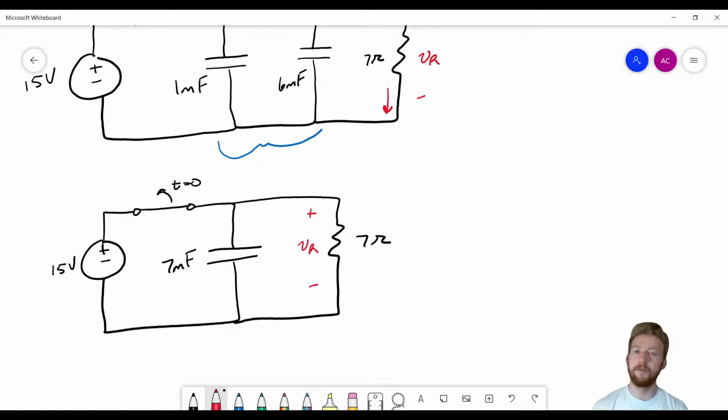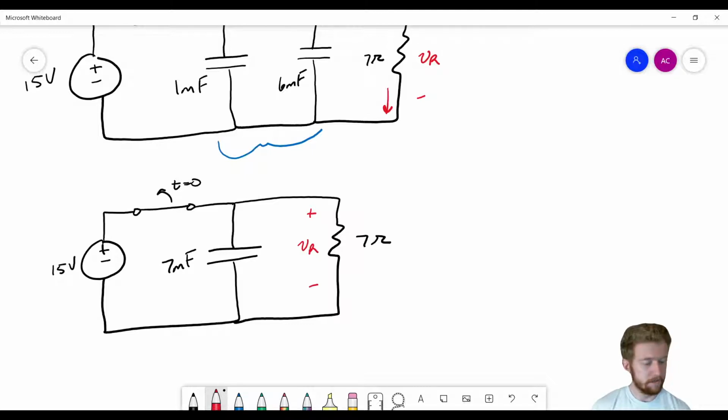Okay, what happens before we open that switch, and what do we think is going to happen afterward? Well, before we open that switch, we're going to assume it's been connected for a long time. That capacitor is probably fully charged by this point. And if that capacitor is fully charged, it's acting like just an open circuit.